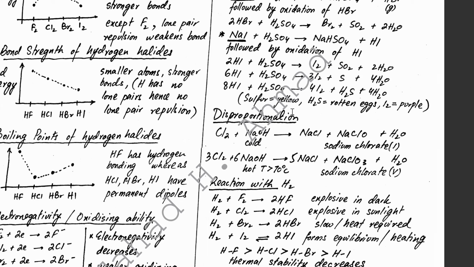What is disproportionation? That means Cl is getting oxidized and reduced. So Cl is 0, over here it's minus 1, over here it's plus 1. Cl is 0, over here it's minus 1, over here it's plus 5. So it's getting reduced and oxidized. So you've got to remember both of these reactions: what happens when chlorine is added to cold NaOH, and what happens when chlorine is added to hot NaOH. And this is a very popular question.